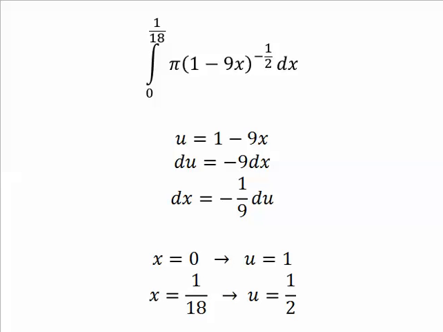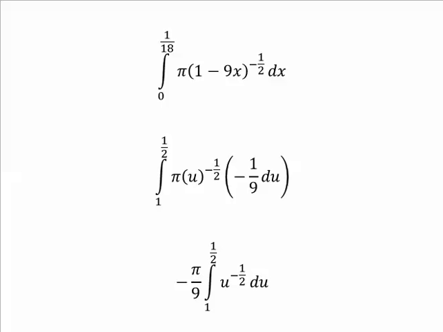We need to do a substitution. Have u be 1 minus 9x, then du is negative 9 dx. Solving for dx, I get negative 1/9 du. If x equals 0, u equals 1. If x equals 1 over 18, u equals 1/2. Put all of this into the integral, making that a complete substitution.